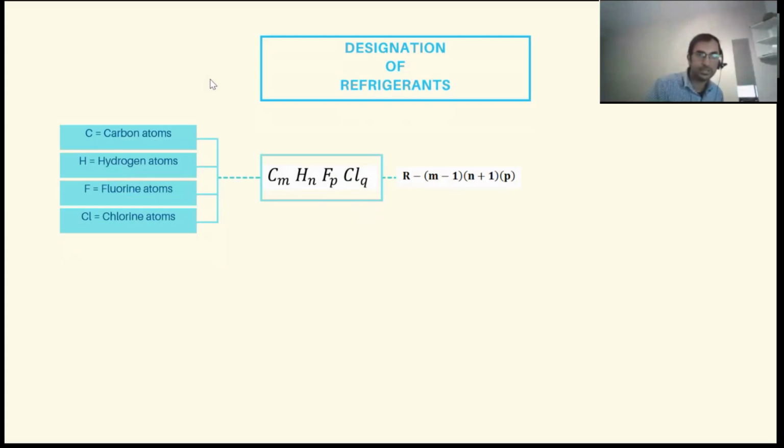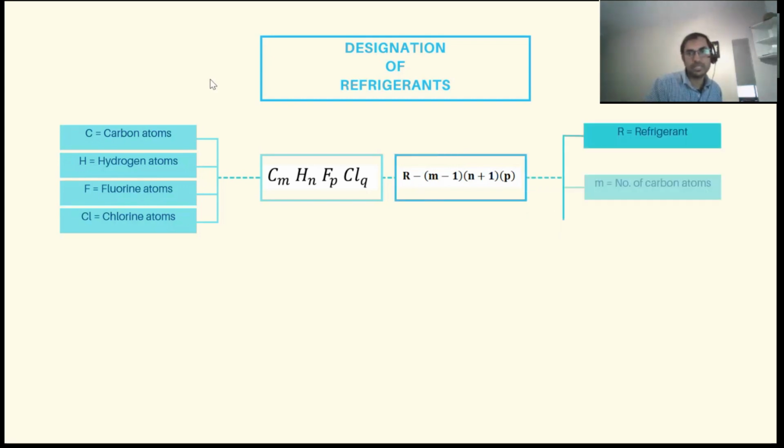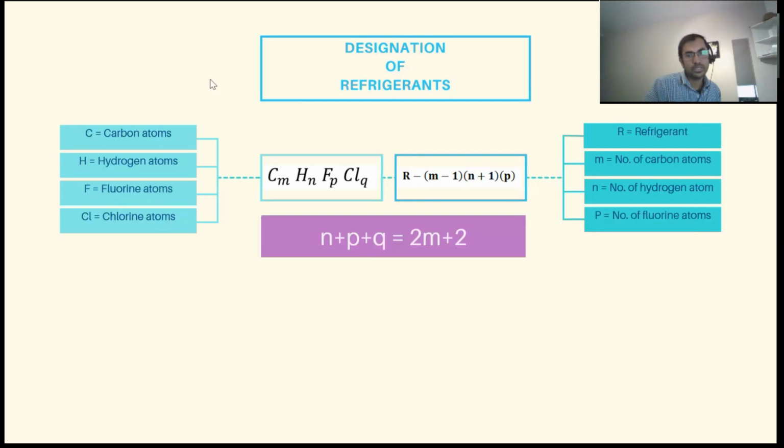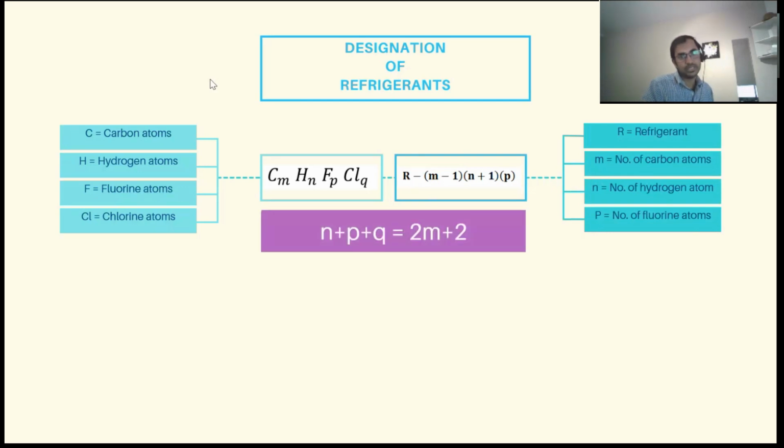For the general formula CmHnClpFq, it is written in the refrigerant format R(m-1)(n+1)(p), where R means the refrigerant, m equals the number of carbon atoms, n equals the number of hydrogen atoms, and p represents the number of fluorine atoms. And there is an equation: n + p + q = 2m + 2. So this is the equation we have to keep in mind.